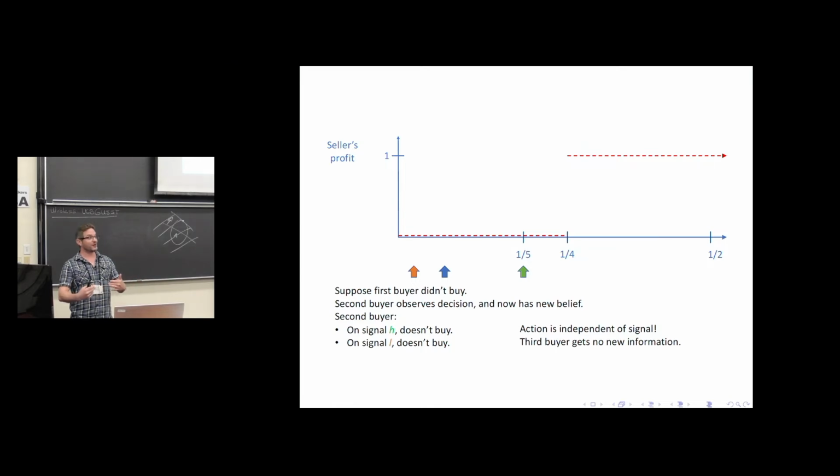What happens with the third buyer now? The second buyer always doesn't buy. The third buyer also always doesn't buy. And now we've got a herd on not buying the product. Okay, this is a herd.